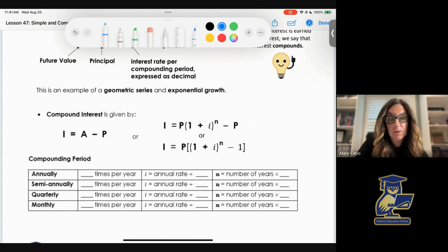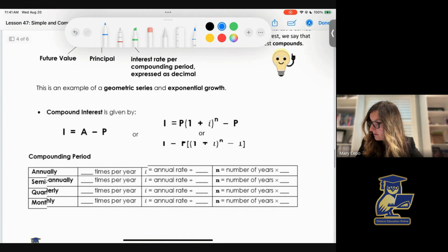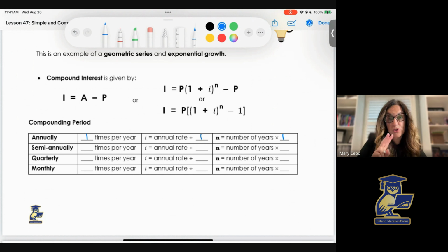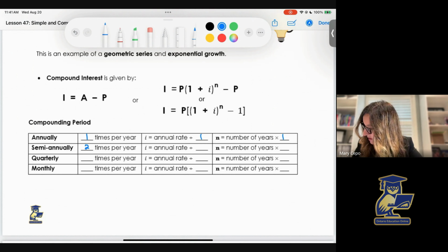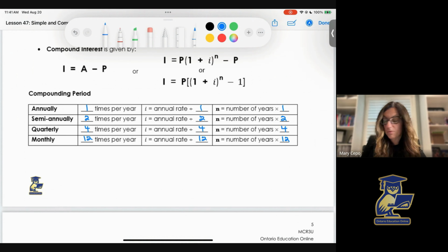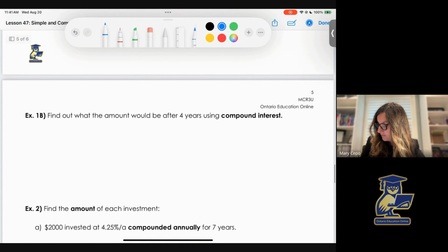So we need to know compounding periods. Annually would be 1 time a year, so you take the annual rate divided by 1 and the number of years multiplied by 1. Semi-annually would be 2 times a year, so you would take the annual rate divided by 2 and the number of years times 2. Quarterly means you're earning interest 4 times a year, so you take your annual rate divided by 4 and the number of years times 4. Monthly would be 12 and 12. You could also have weekly, which would be 52, or daily, 365.